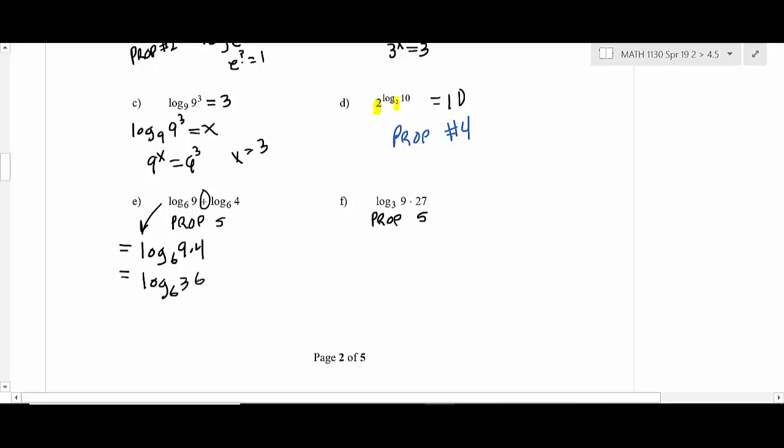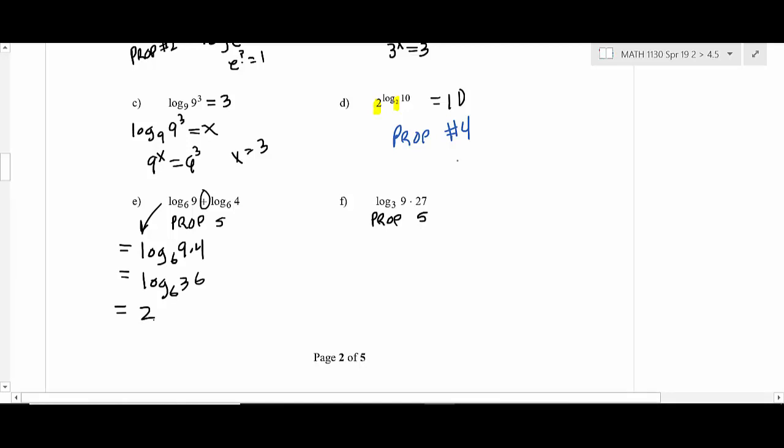Now you can do this in your head. You would want to be able to tell me what the answer to this is in your head. What do you raise 6 to get 36? 2. So the answer is 2. You can do that in your head. Okay, any time that you can take it to the very end, you want to do that. 6 to the second is 36.